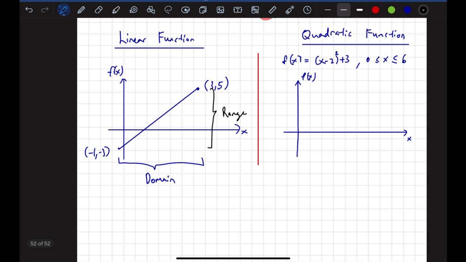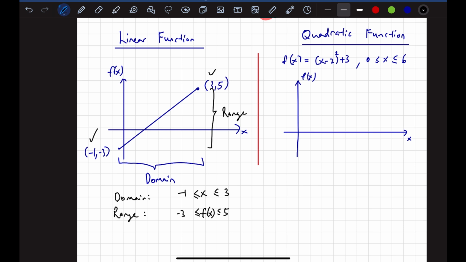We say that the domain is between -1 to 3, right? So we say x is between -1 to 3. All right, so that's a domain. Now, the range is how high from the lowest point to the highest point of the function. So the range in this case is from the lowest point, which is -3, up to the highest point, which is 5. So we say the function has a range between -3 to 5.